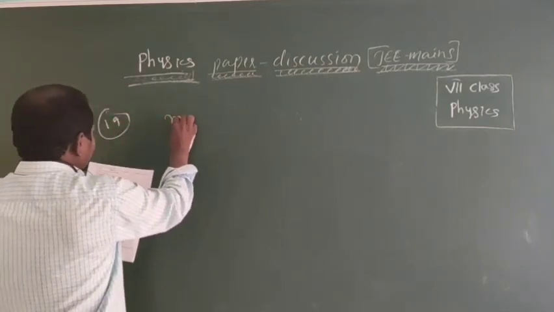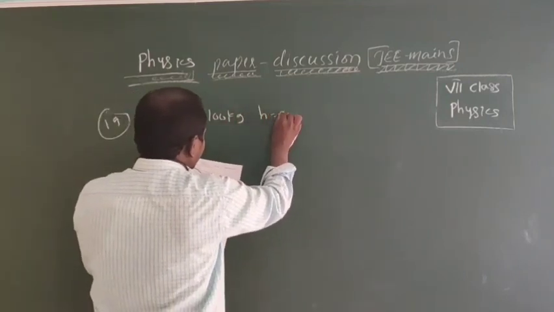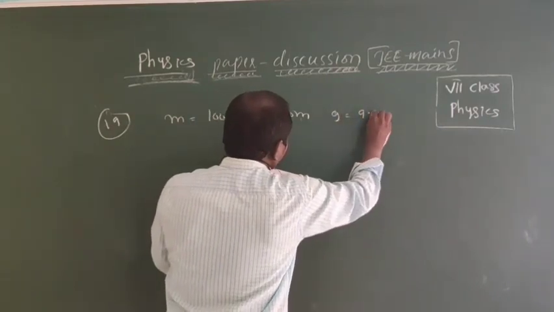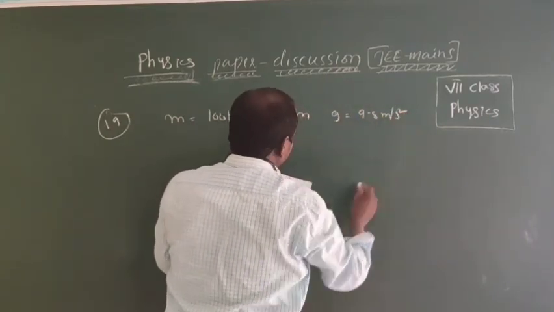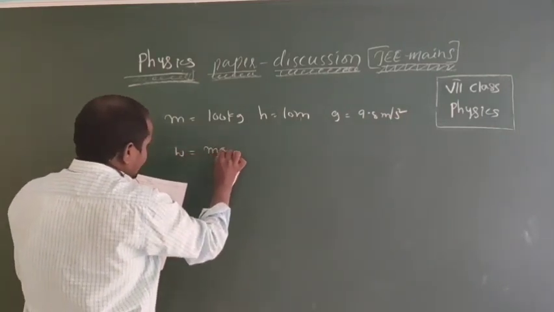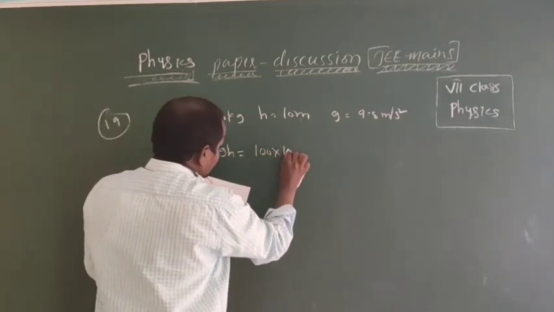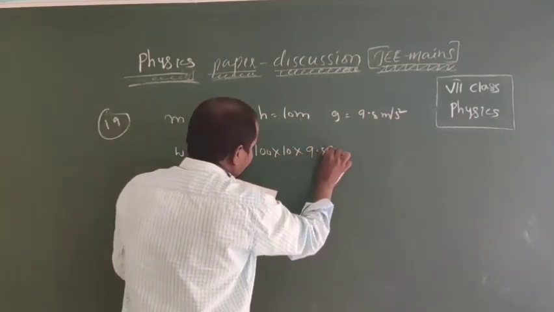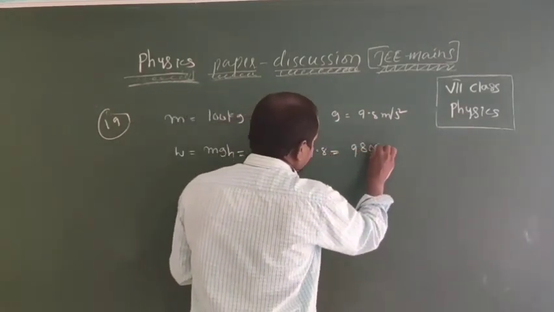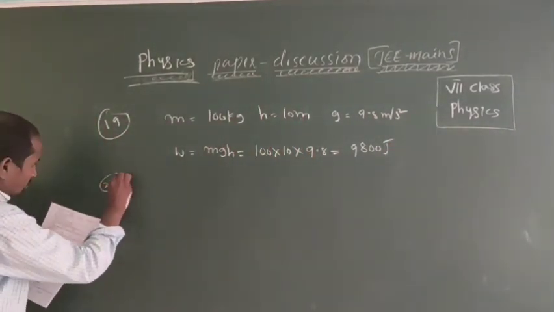A body of mass m equal to 100 kg, height is given, that equal to 10 meters. Here g is given, that equal to 9.8 meter per second square. Then find the work done. So work done equal to mgh, that equal to 100 into 10 into 9.8. That equal to 9800 joules.